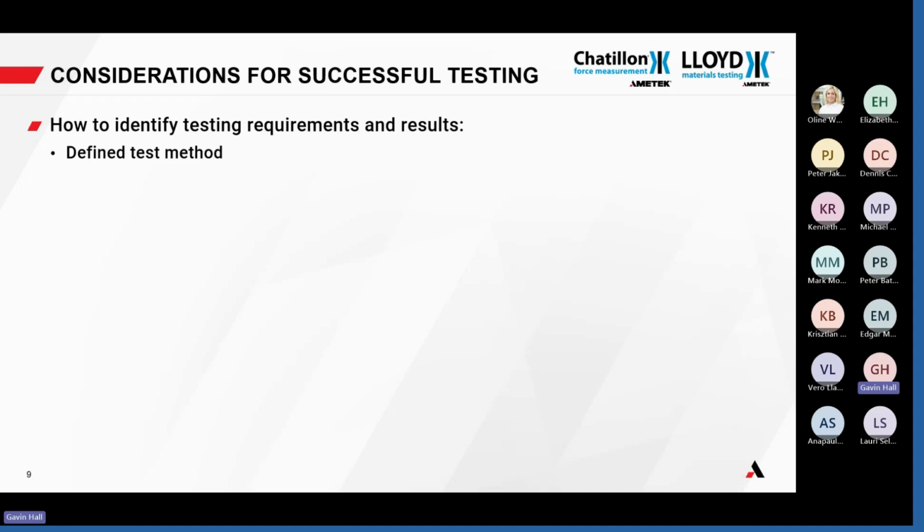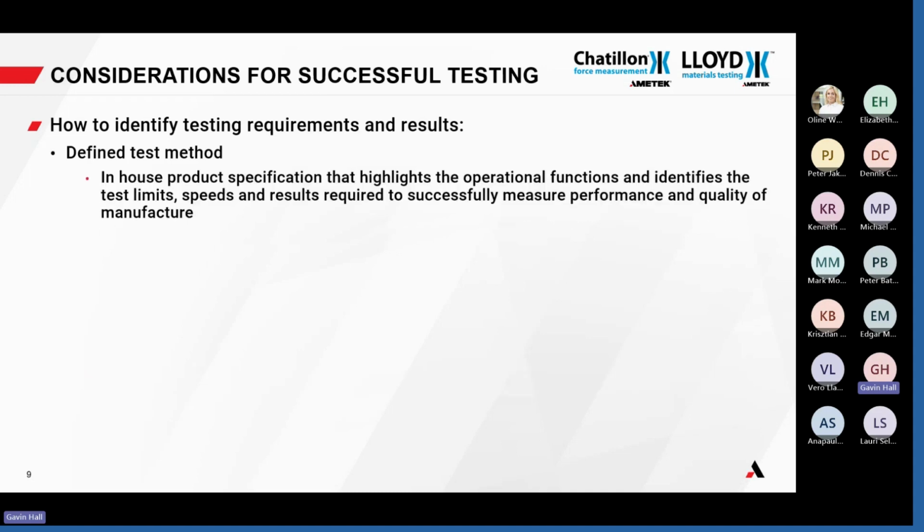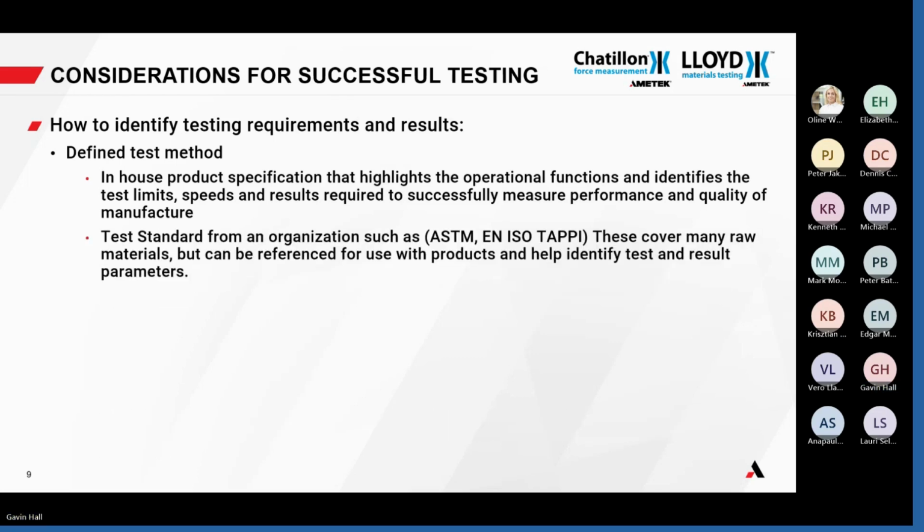As we say, we define a defined test method potentially. Now this could be an in-house product specification that highlights the operational functions and identifies the test limits. Test limits, the speeds and the results required to successfully measure performance and quality of manufacture. A test standard, there are a number of organizations, ASTM, just an example, EN, ISO, TAPPI, and many, many more.